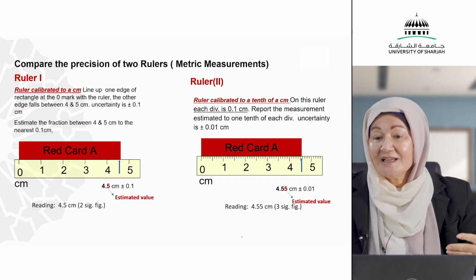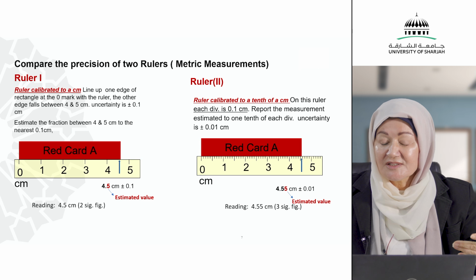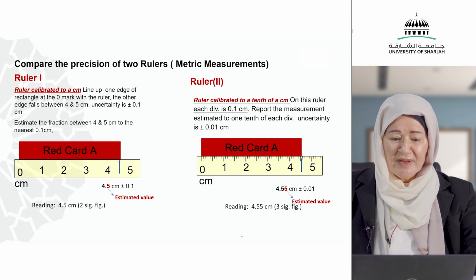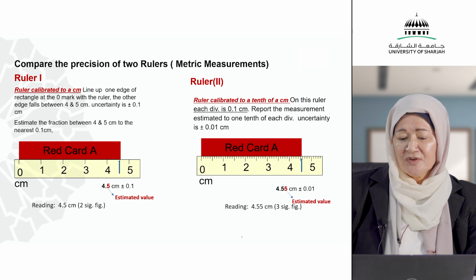Where do I read more digits? Of course, using the second ruler, I read more digits. It means I read more significant figures.